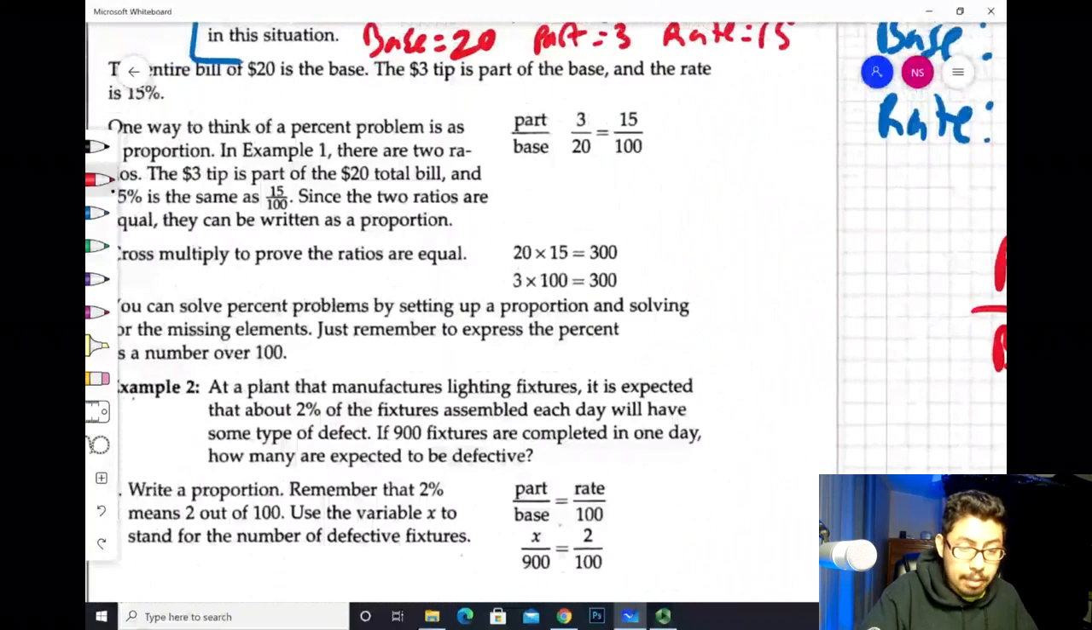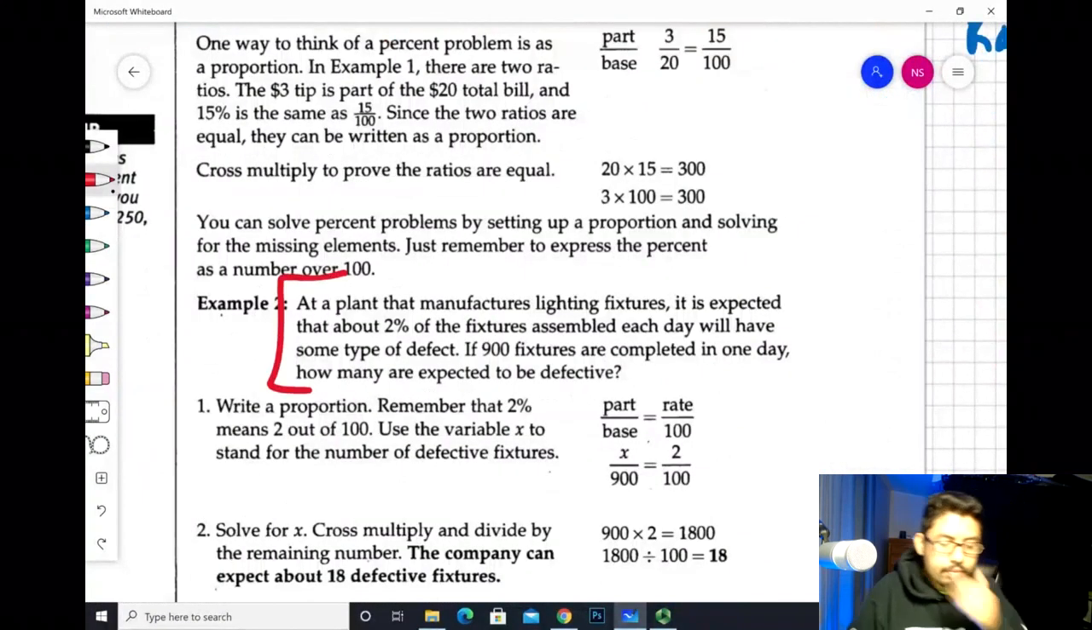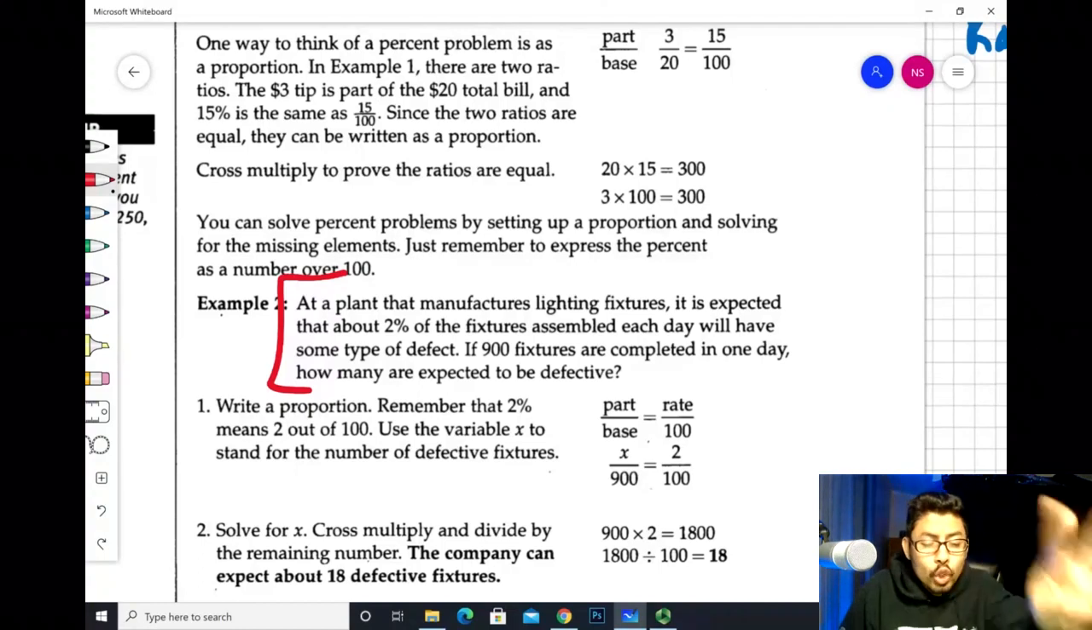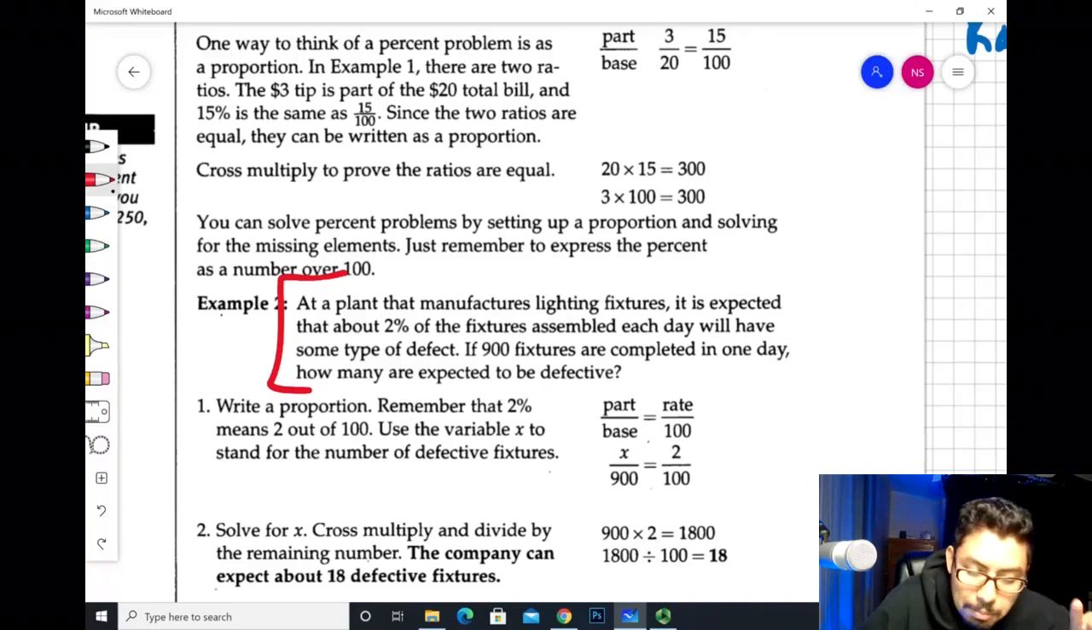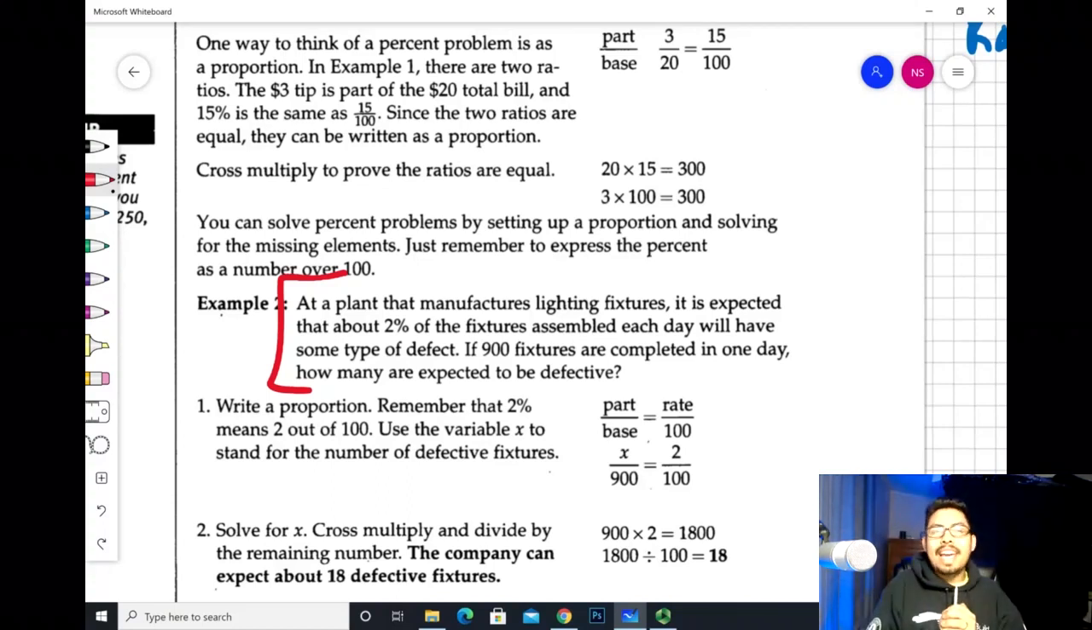Let's look at the next example right here. At a plant that manufactures lighting fixtures, it is expected that about 2% of the fixtures assembled each day will have some type of defect. If 900 fixtures are completed in one day, how many are expected to be defective? Okay, there's one missing variable. It's either the part, the base, or the rate. You have to use your skills of identifying the part, base, and rate, see which one you're given, and then use proportions to solve it.